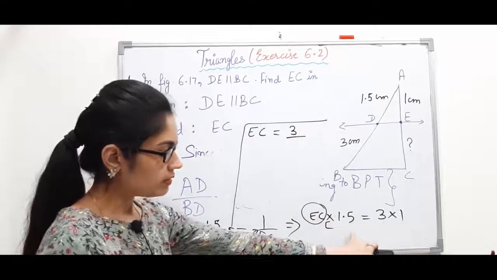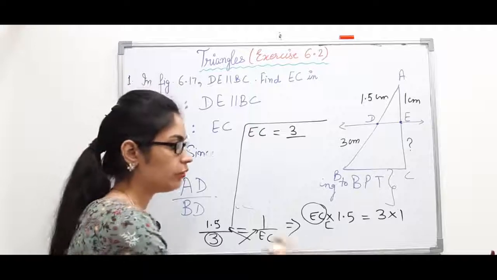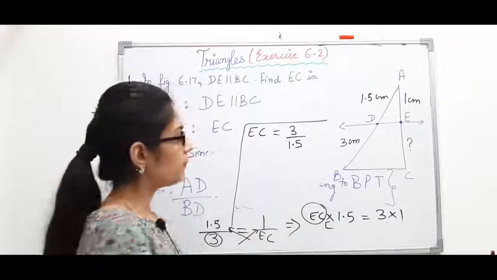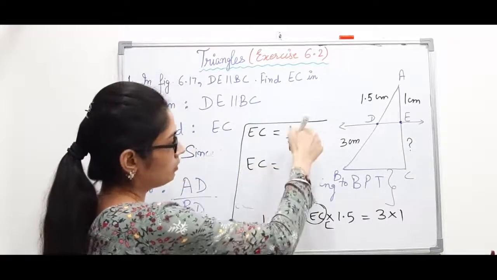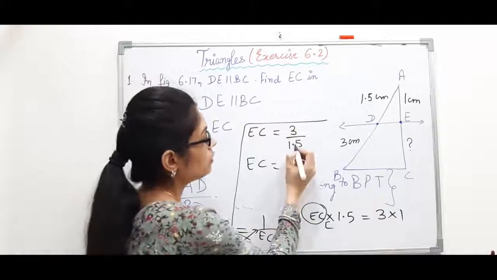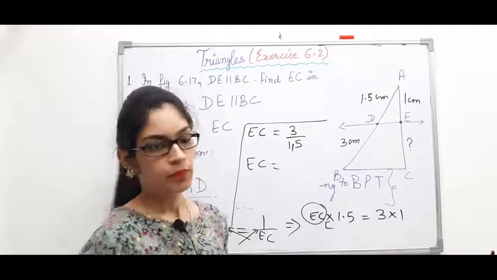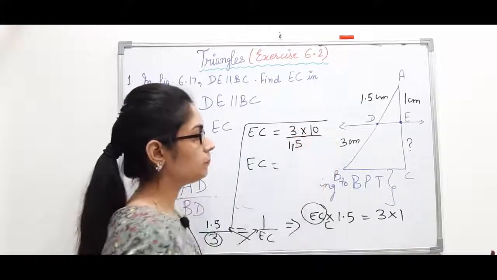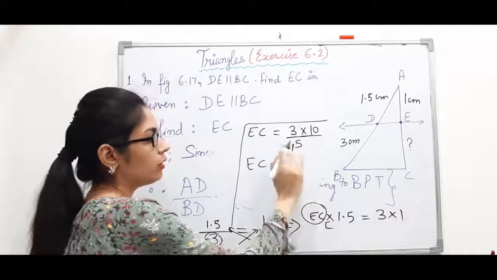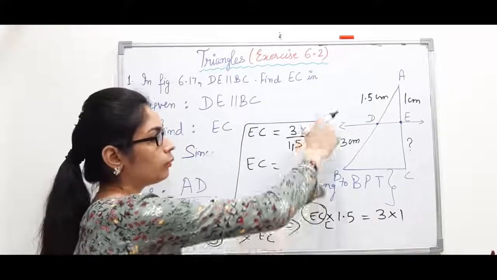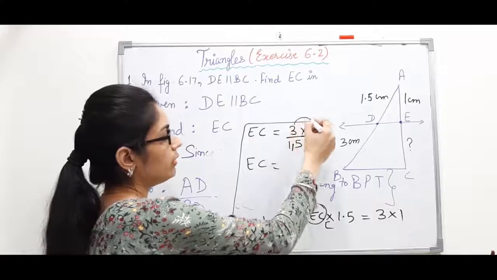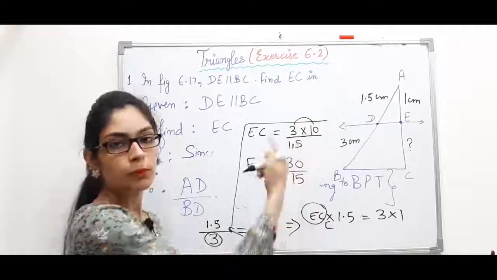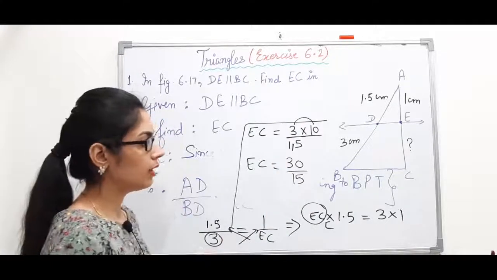And 1.5 is getting multiplied with EC on this side, so if you change the side, this 1.5 will get divided by 3. So EC is equal to 3 upon 1.5. Now this 1.5, just remove the decimal. To remove the decimal, we have to multiply this with 10. We just removed the decimal and we have to write 10 over there. Now we get 3 into 10, which is 30 upon 15, because we have removed the decimal, so now it is 15 instead of 1.5.